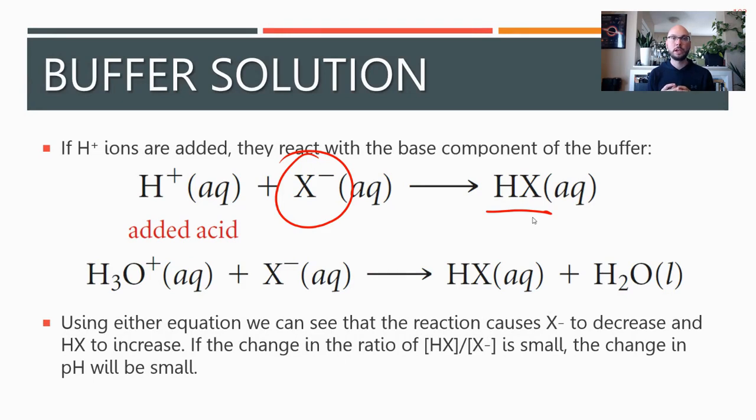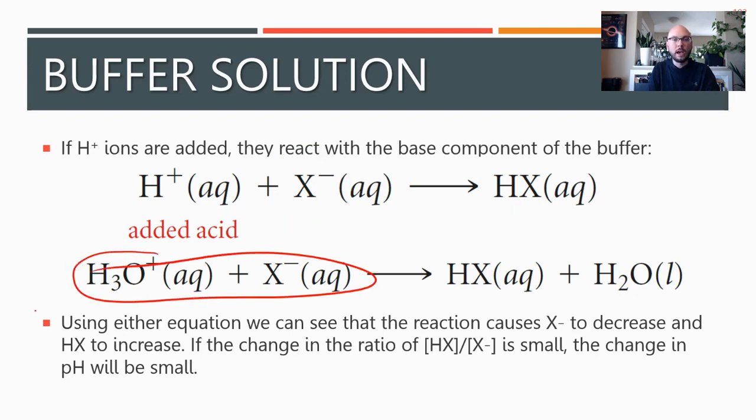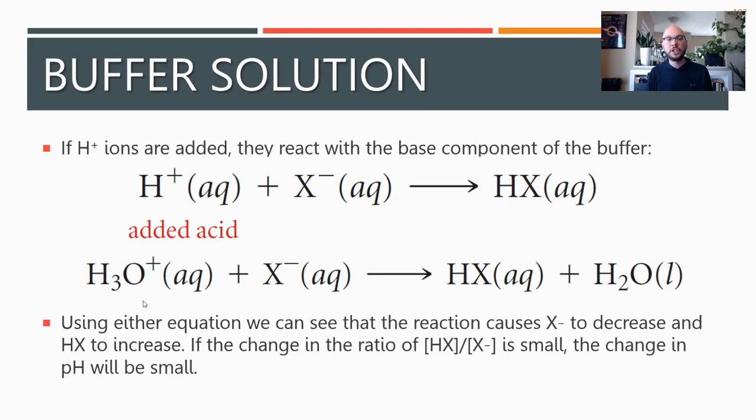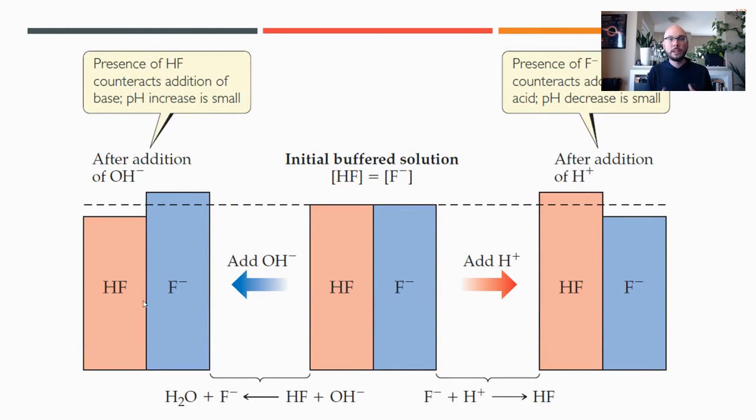Okay, so when we're talking about acidic solutions, they're only acidic because the H plus is being made. So if we take that H plus out and combine and turn it back into the molecule, the pH will decrease. Okay, and we see the same thing here. This is just the hydronium version of it, H3O plus. Using either equation, we can see that the reaction causes X minus to decrease and HX to increase. Again, if the change is small, the change in pH will also be very small. And this is what it looks like.